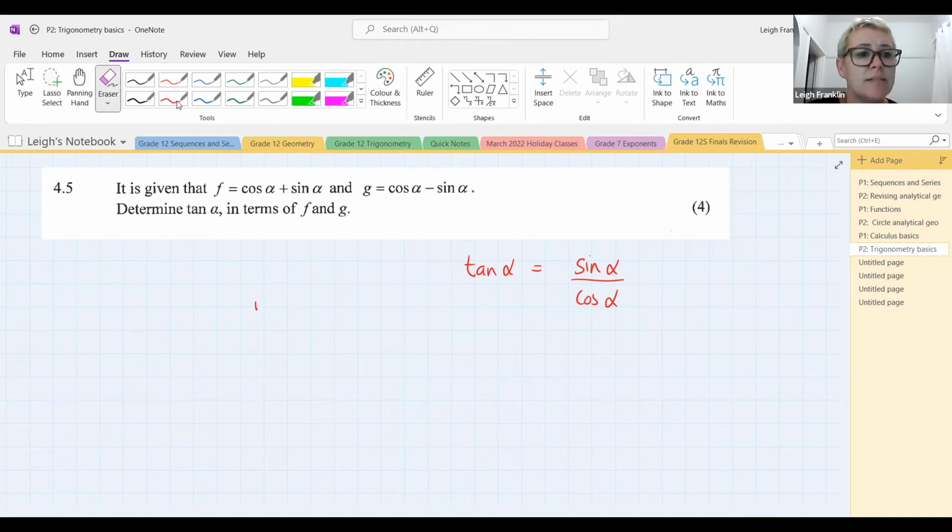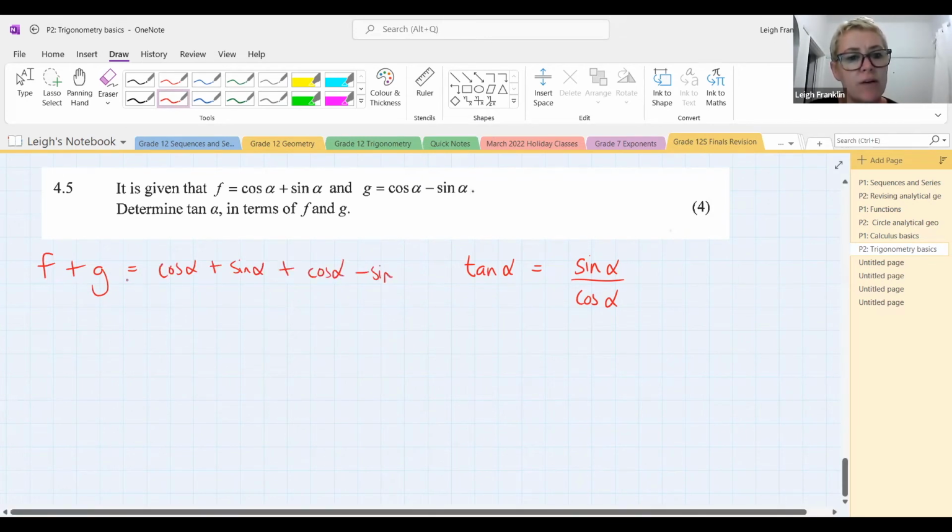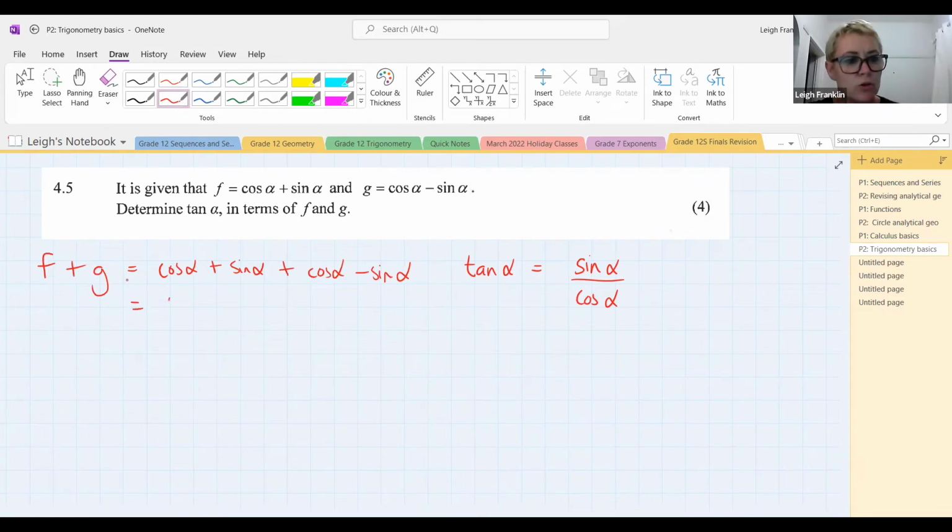Let's try adding and subtracting. What would happen if we add f and g together? We'd end up with cos alpha plus sine alpha plus cos alpha minus sine alpha. So this gives us 2 cos alpha. Well, at least we don't have a square. If we can get rid of the 2, then at least we've got something similar to what's on the right-hand side over here.